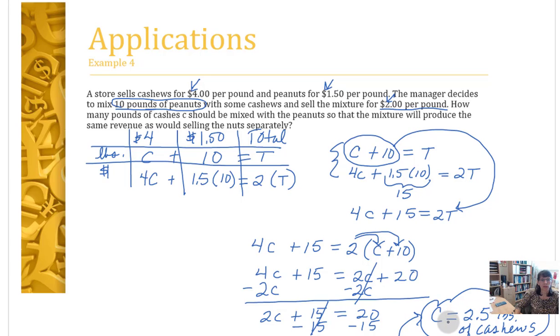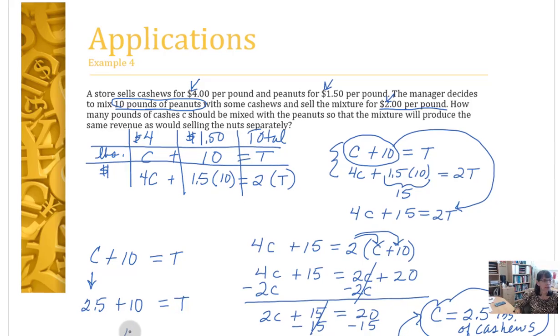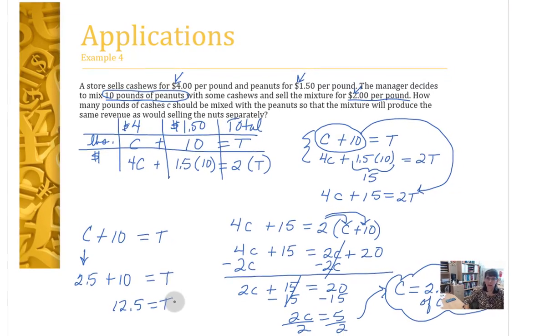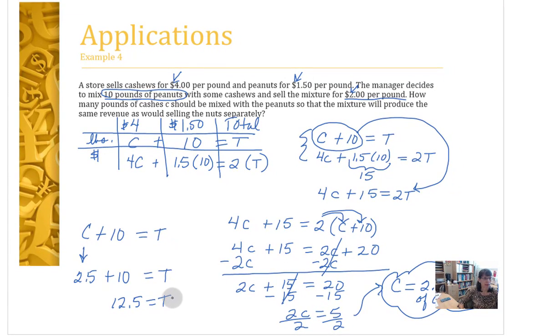Now we also need to figure out what the total number of pounds is. So I'll go back to that first equation. C plus 10 equals T. We know that C is 2.5 pounds added to 10 pounds to make the total number of pounds. It looks like 12.5 is the total number of pounds in that mixture. So we solved for both of our variables now.